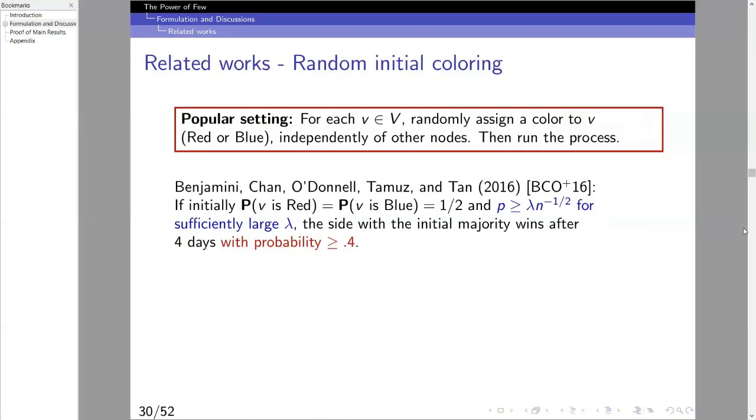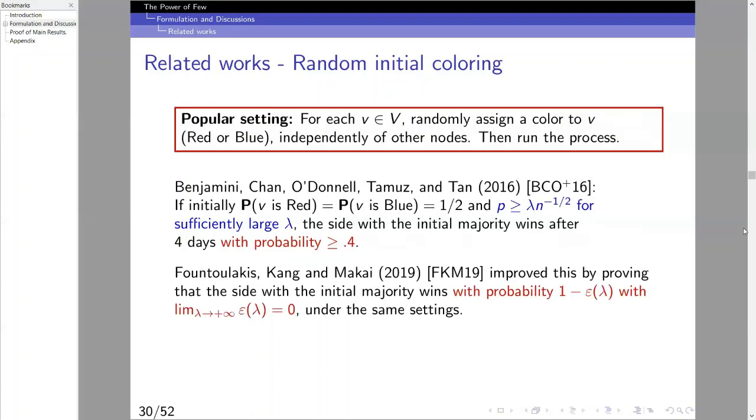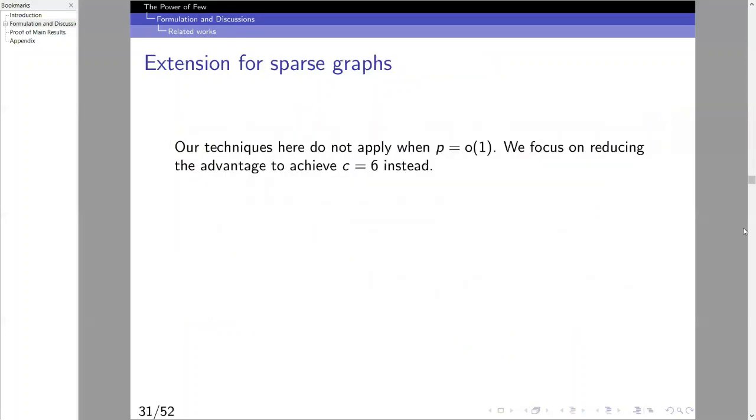So it seems that 0.4 is not a very good number. We want it to be at least more than half. In 2019, it was improved not just beyond 1/2, but it also tends to 1 as lambda tends to infinity. So it's a huge improvement. The key point here is they managed to work on sparse random graphs, when p as a function of n tends to 0. But our techniques currently don't work for p going to 0.